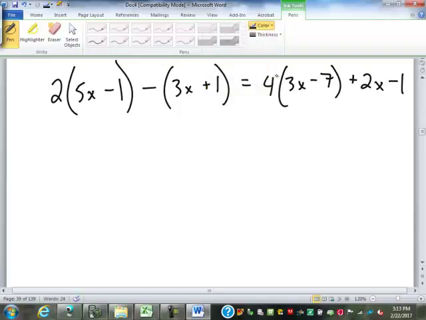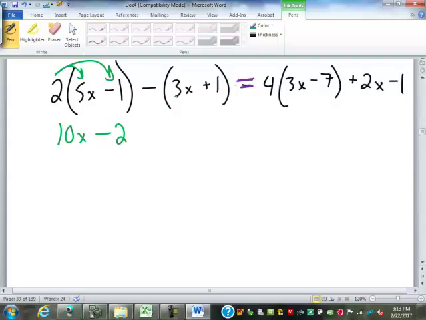So looking at this, again, here's our equal sign. So I'm going to work on the left side and combine everything I can combine over there first. So on the left side, where do I start? 2 times 5x, which is 10x. Perfect. And then 2 times negative 1 is negative 2.